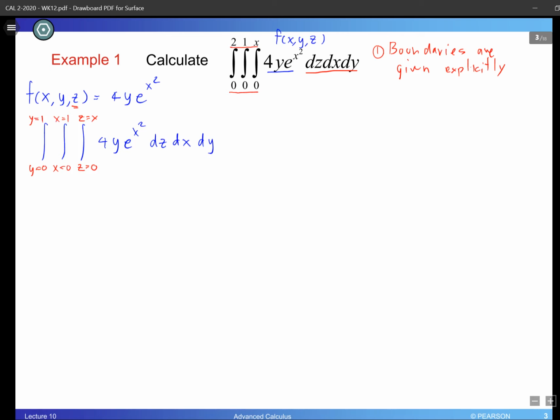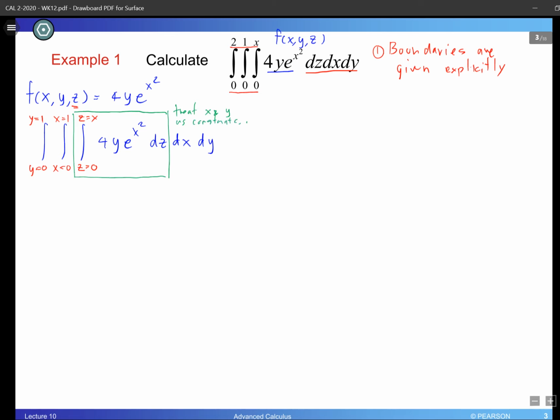Okay, so let's work on this one. And we are going to work from the inside to the outside. So the inside one is this integration with respect to z, which means we are going to treat x and y as constant during this process.